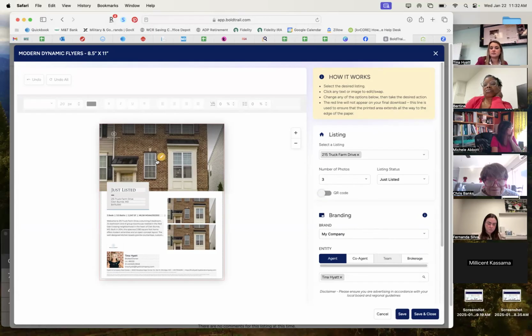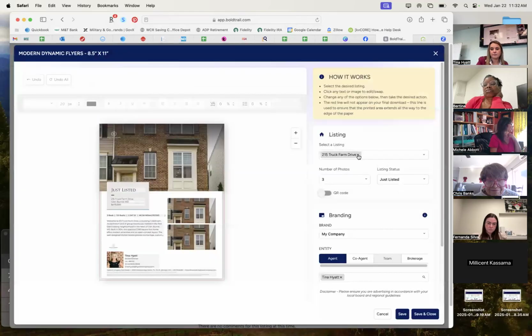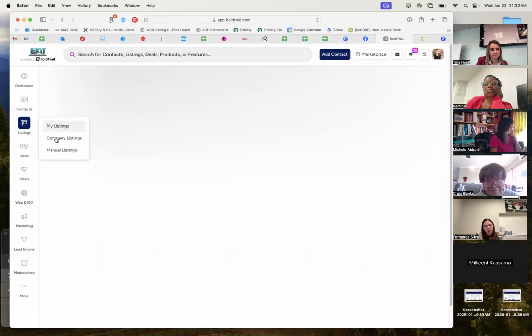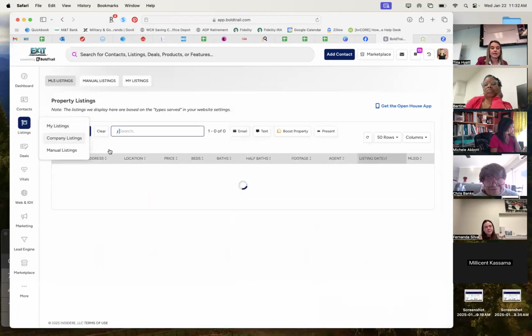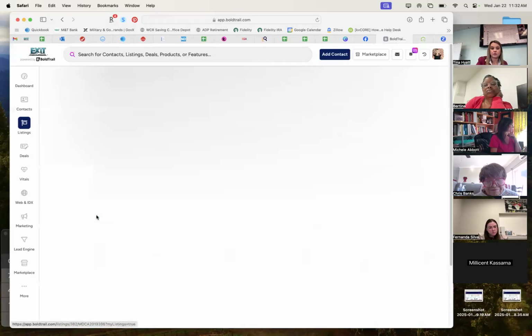You can change out these photos. See, they're all three the same photos. That's kind of corny, so I'm going to do swap image. And then, well, this is why it doesn't have all the MLS photos yet. If all the MLS photos were loaded, it would pull them all up. But because they're not, I'm guessing it's coming soon. Yeah, coming soon status. So I picked a bad listing. But if all my MLS photos were loaded in there, it would pull all of those MLS photos in for me.